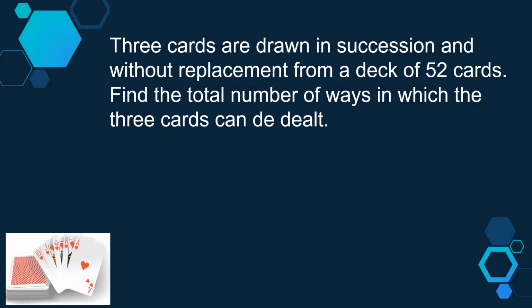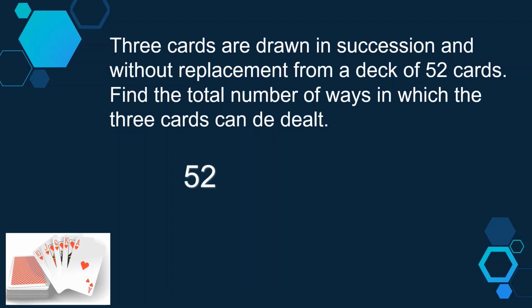Let's consider another example. 3 cards are drawn in succession and without replacement from a deck of 52 cards. Find the total number of ways in which the 3 cards can be dealt. Okay, kailangan natin dito ng 3 cards. So from 52 cards, kukuha daw tayo ng 3 cards without replacement. So, ibig sabihin, sa unang kuha natin ng card, meron kang ilang choices? Tama, meron kang 52 choices.